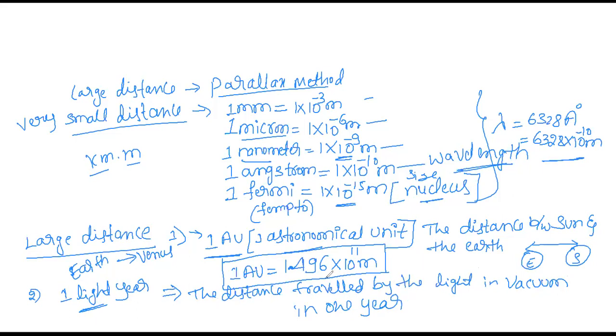Okay, the distance covered or traveled by the light. This is a light, it is traveled. Light means like this, we put an arrow to show the light is moving. In vacuum, vacuum is nothing but empty space.